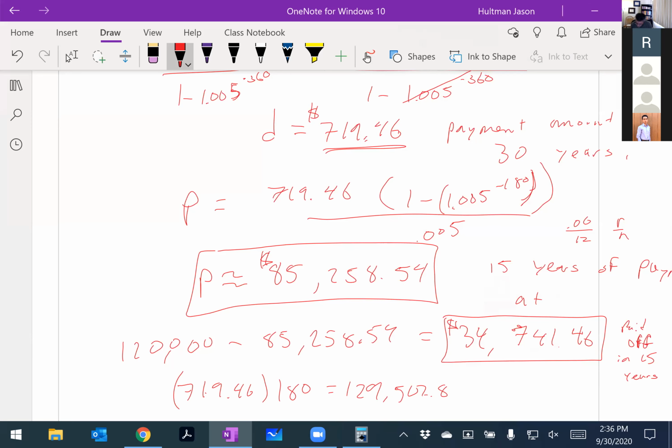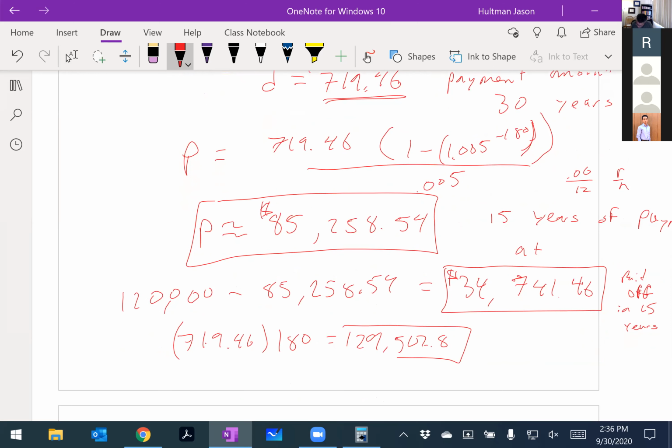129,502.8 is the total payments that they would have made in 15 years, whereas they would have only paid off this much in principal. This is the interest. Or sorry, that's the principal that they would have paid off. Okay, and this is the total payment, so I could actually find the interest by subtracting these two amounts.